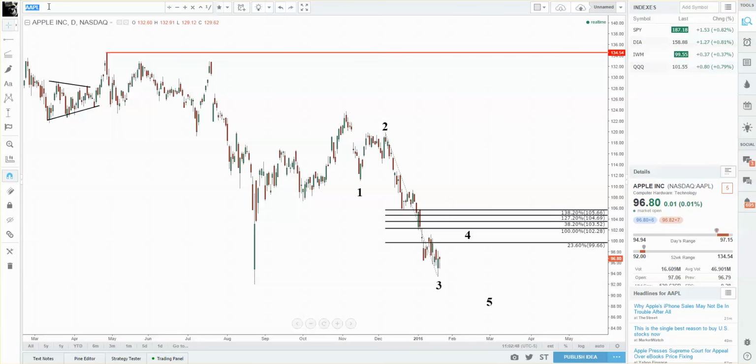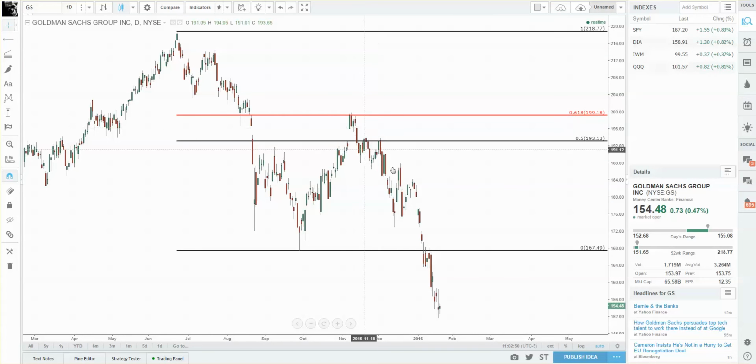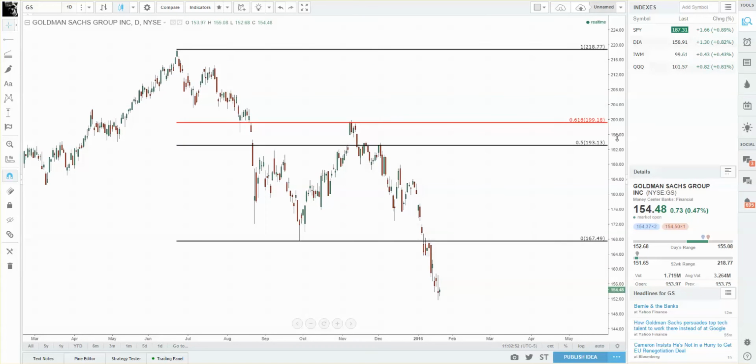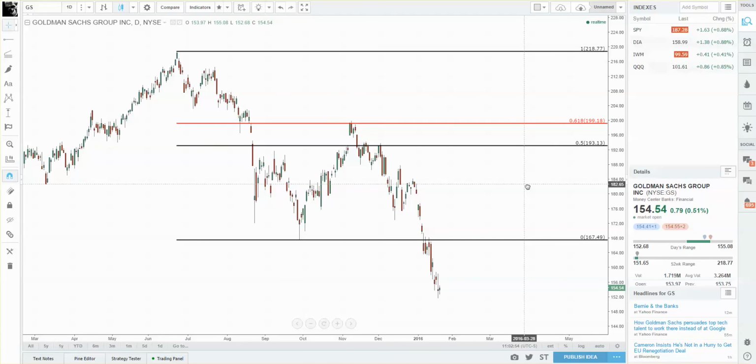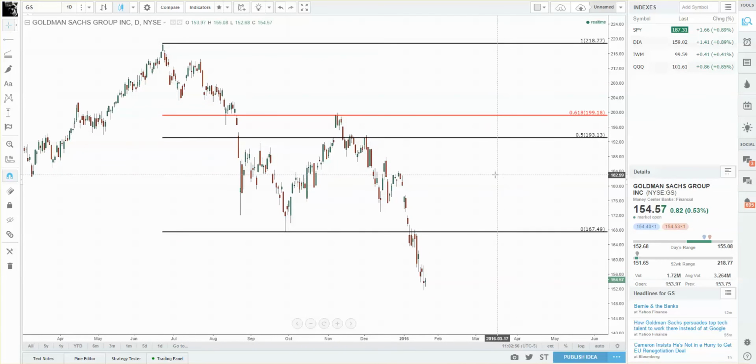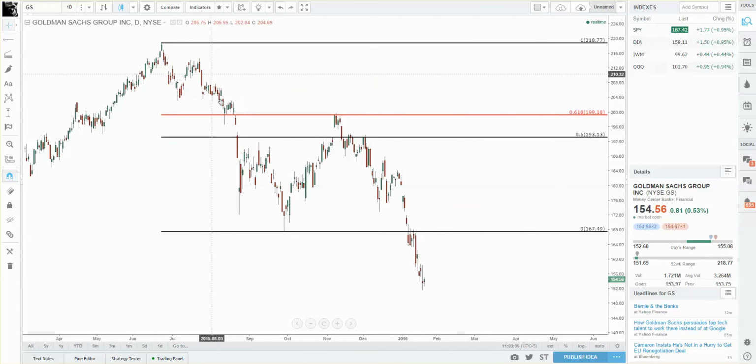Take a look at Goldman Sachs. Goldman Sachs has been the canary in the coal mine for me for quite some time. Late last year, I stated that this was an impulse wave to the downside, which terminated in September 29. This was a wave 1, 2, 3, 4, and 5. Even wave 5 has its own subdivisions, which is really nice. This is an impulse wave.